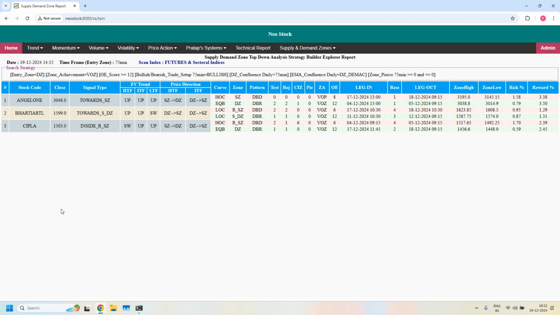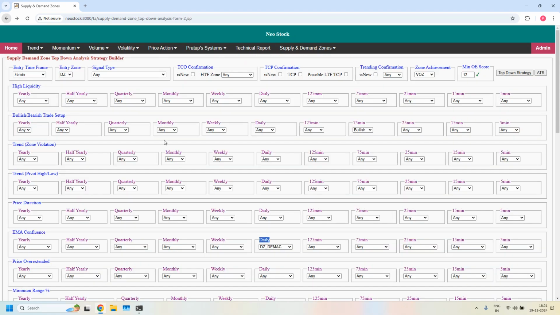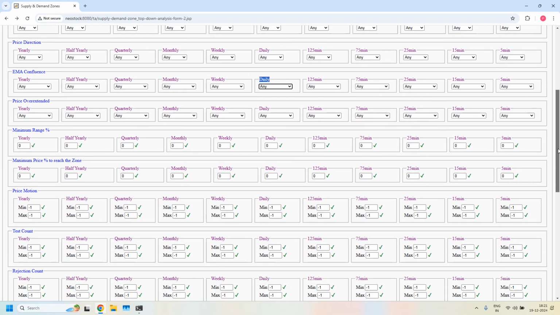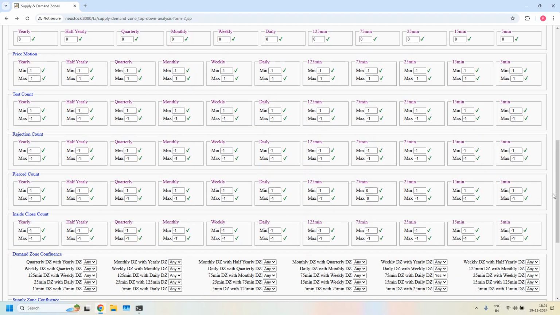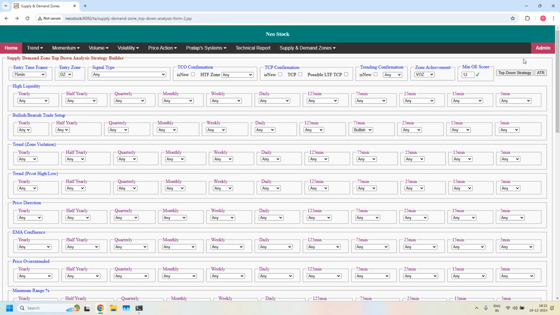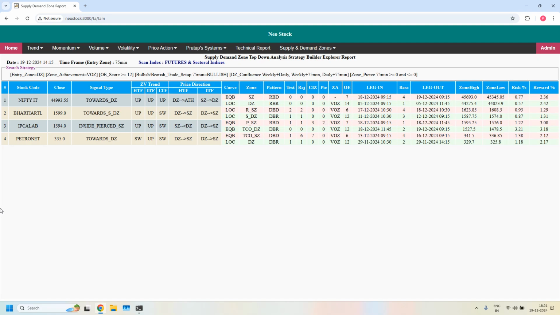Okay, next let us look for LTF, ITF and HTF demand zone confluence. Removing EMA filter. In the demand zone confluence, we need to set 2 more additional filters. Already 1 is there, remaining 2. 75 with the weekly demand zone confluence, daily with weekly demand zone confluence. With all the 3 filters, we got 4 stocks.